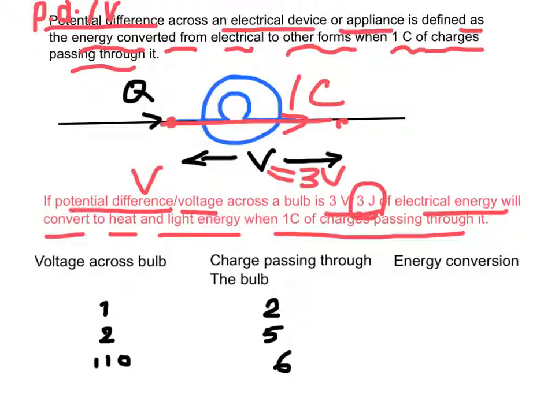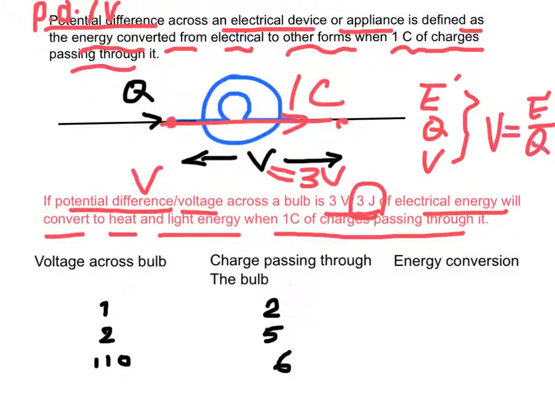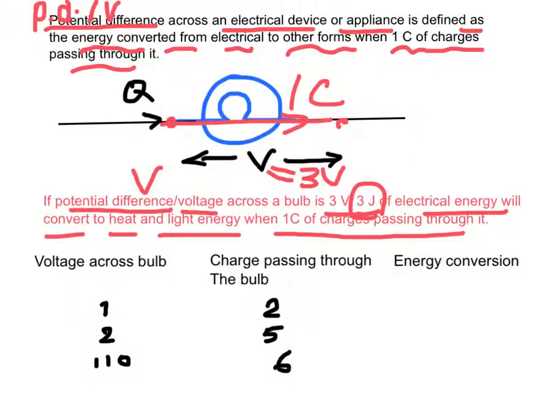That is, if the energy conversion is E_pi, the charge is Q, and the voltage or potential difference is V, then these 3 terms are related by V equal to E_pi over Q, or we say E_pi equal to Q times V.